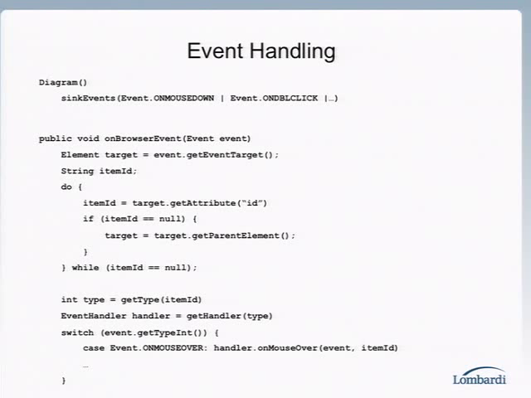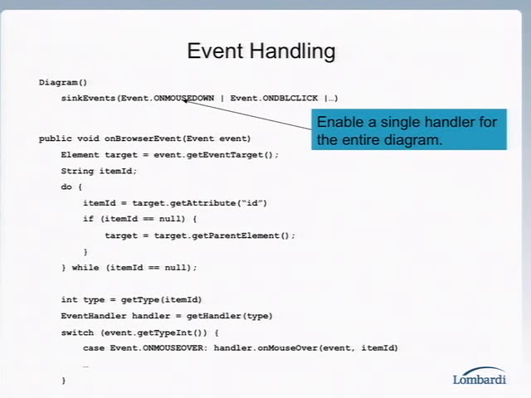So here we have this diagram class, and the first thing we're doing is calling this sync events method. What this does is it enables this class to listen for events on this particular element. Before, we were creating handlers for every one of our widgets, and we were attaching those handlers to every one of those widgets. Now, with a single call, with one line of code, I've enabled handling for our entire diagram.